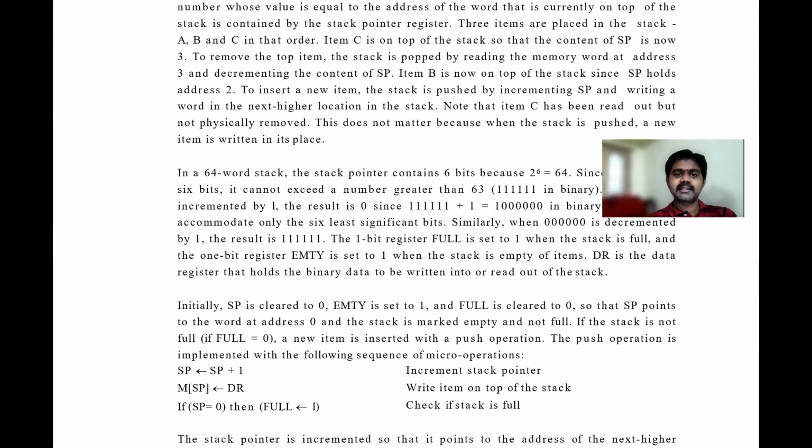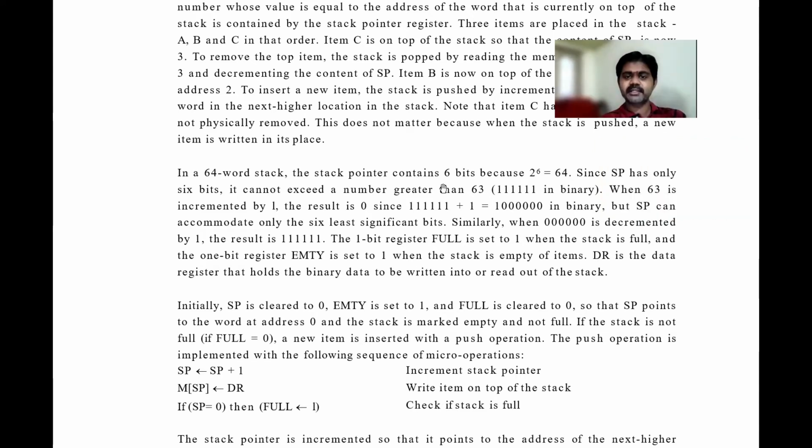The main thing is that in a 64-word stack, the stack pointer contains 6 bits, because 2 power 6 equals 64. So this stack pointer contains 6 bits. Since SP has only 6 bits, it cannot exceed a number greater than 63. So 64 words will take from 0 to 63. When 63 is incremented by 1, we would get 64, but the result is 0.